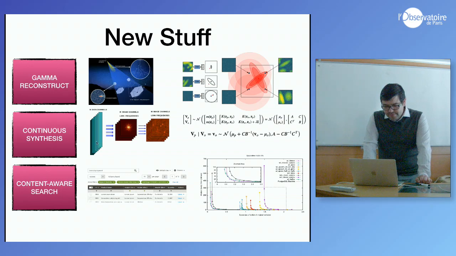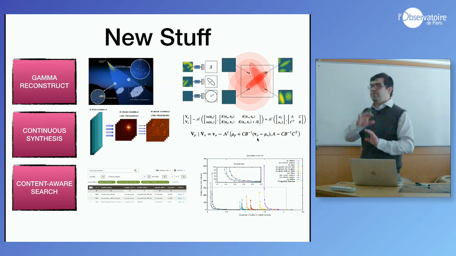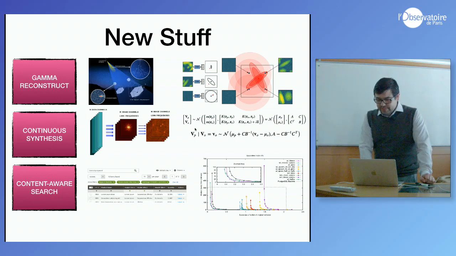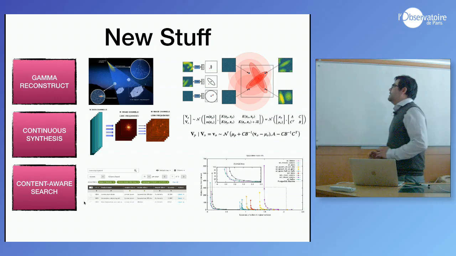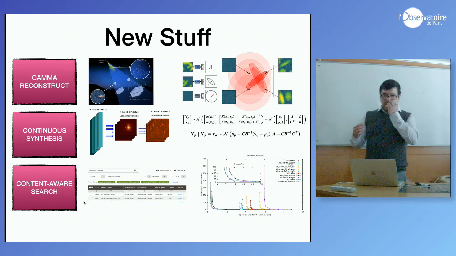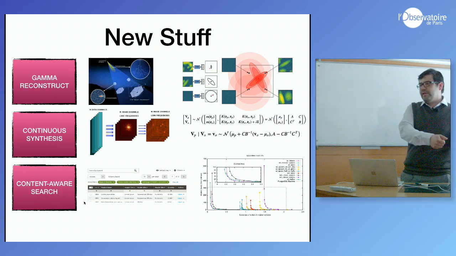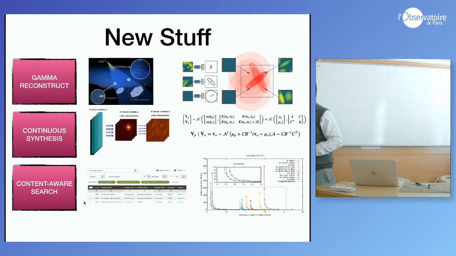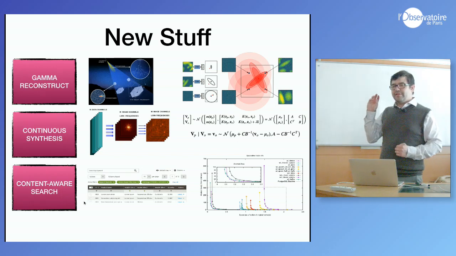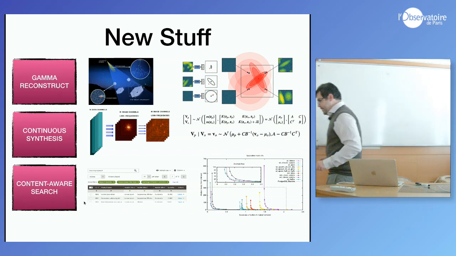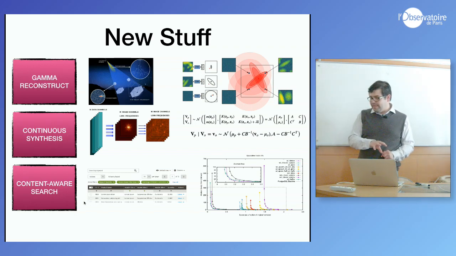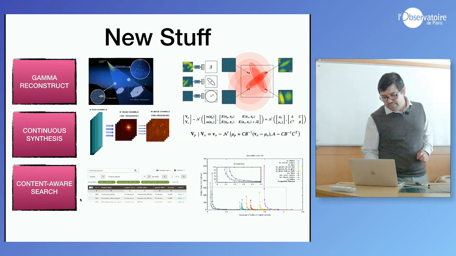Other things that we are doing is continuous synthesis, which is basically using continuous functions rather than the fast Fourier transform to go from the UV plane to images. So it's basically another way of doing synthesis. We present next week at ADASS content-aware search, which is basically not relying only on the virtual observatory to give you the metadata that someone has written for the data you are searching, but also going deep into the data itself in order to select certain flags, windows, or other characteristics that are not in the metadata but are directly in the content of the image.